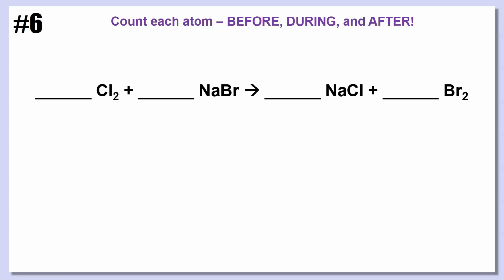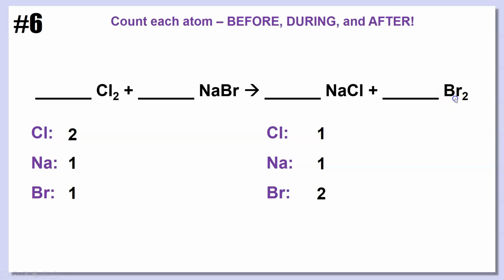All right, so we have chlorine, we have sodium, we have bromine. Not too many elements this time. That's kind of a nice change. We have 2 chlorines, we have 1 sodium, we have 1 bromine. We have 1 chlorine, 1 sodium, 2 bromines.